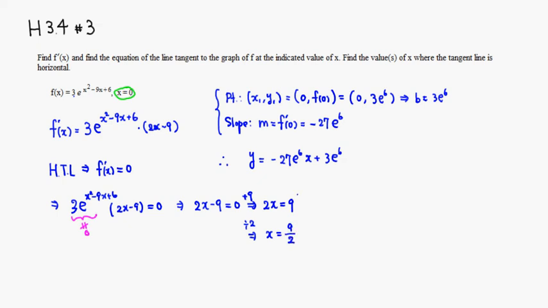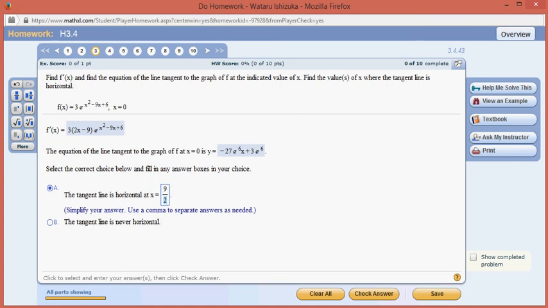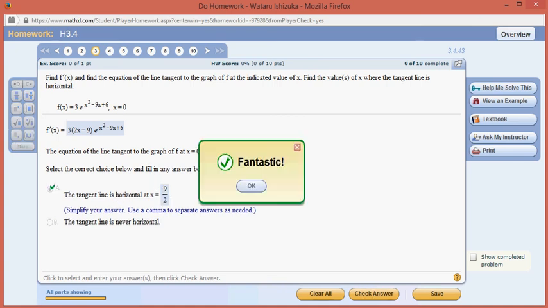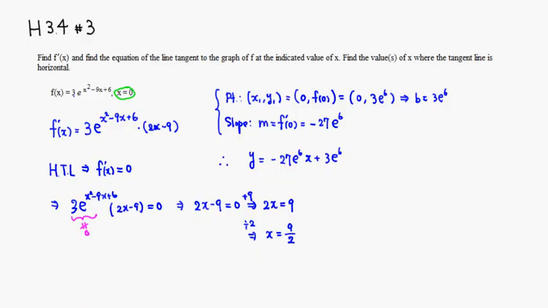So let's type that in. The horizontal tangent line is when x equals 9 halves. Let's check the answer. We got that. That's it. I hope that this was clear.